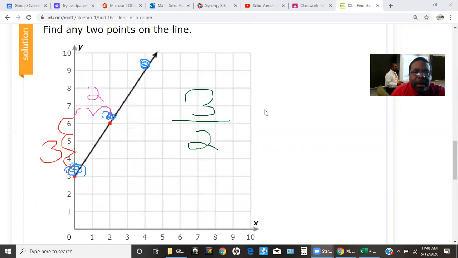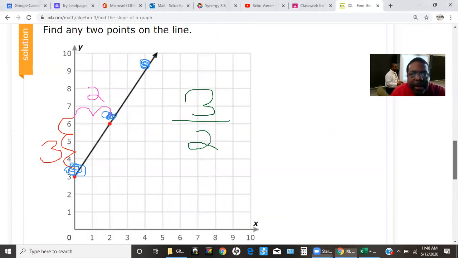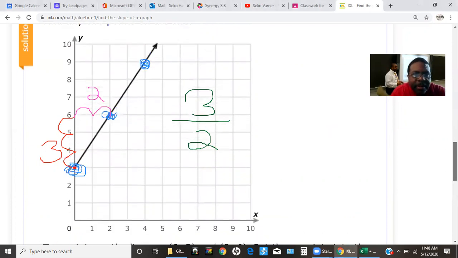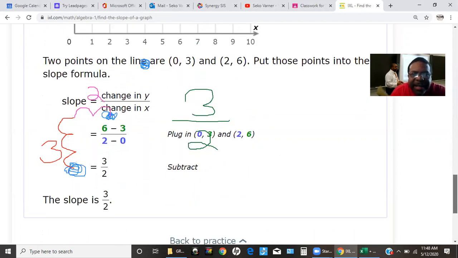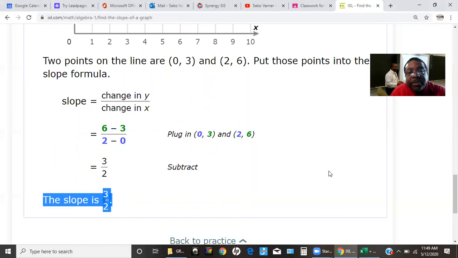And so we went here, and as you see, they have the same perfect lines. Let me see if I can match their lines up to our lines. Yep. They identified the same lines, and they went up 1, 2, 3, and over 2. So we have 3 over 2, and they explained it a little differently, but they ended up with 3 over 2 as their answer. The slope is 3 over 2, and that's just what we had.